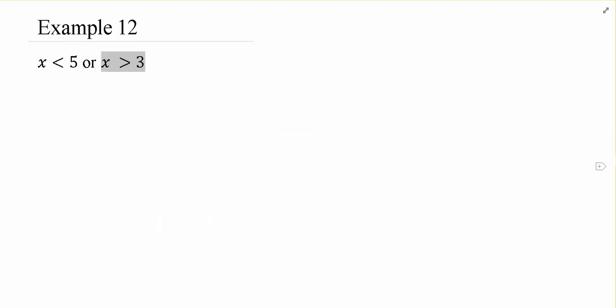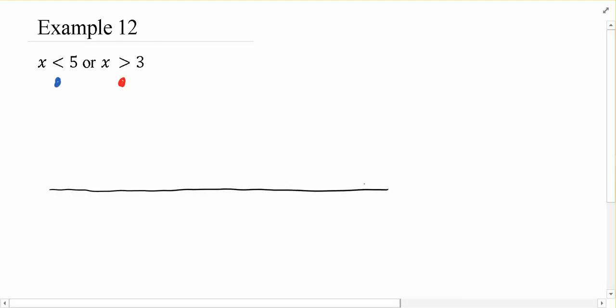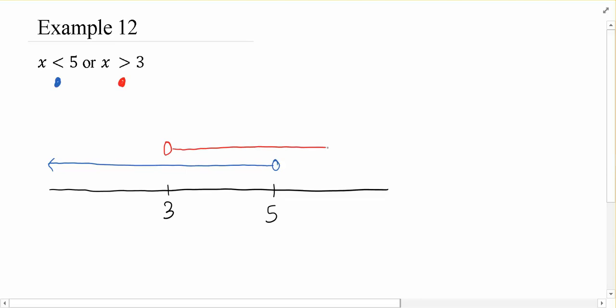So let's go ahead and look at one more. Now we'll again go through our first steps of saying this guy is blue, this guy is red. We got ourselves a number line. The important points are 3 and 5. With the blue one, we do not include the 5. We shade stuff to the left. With the red one, we do not include 3. We shade stuff to the right. But it's again important that we have the word or here. You'll get a different answer if it's an or versus an and.